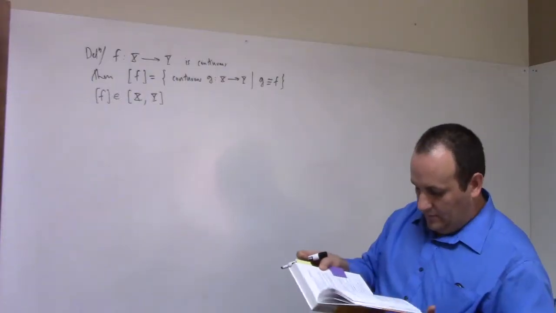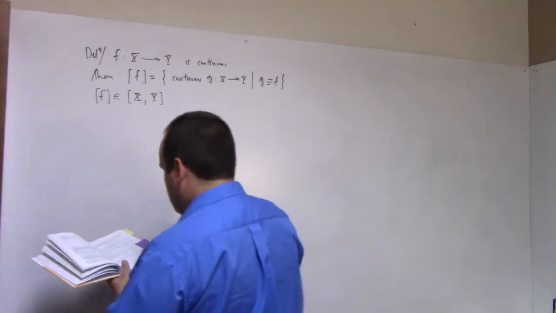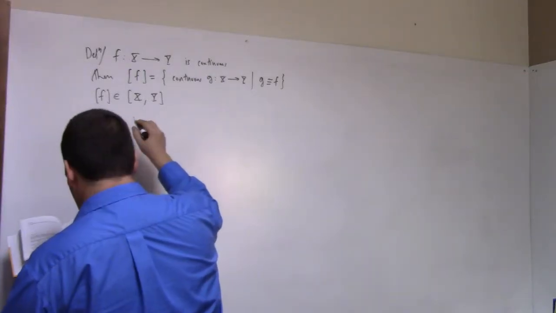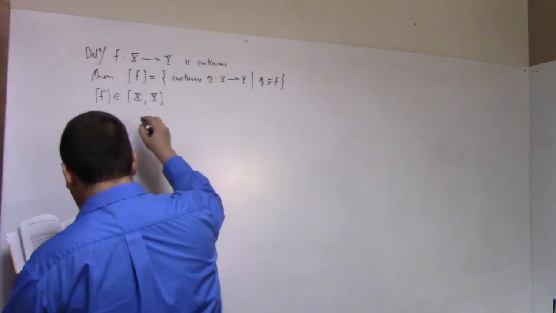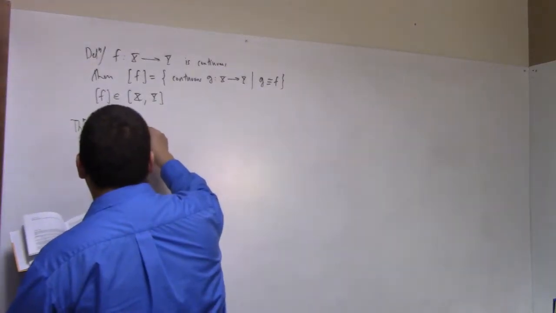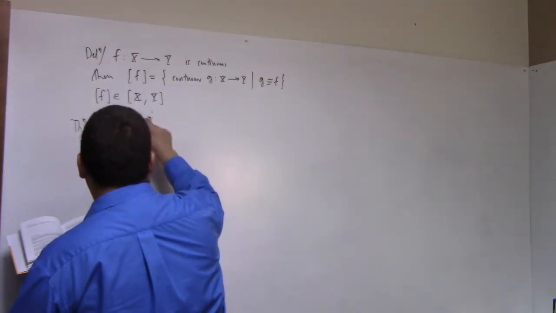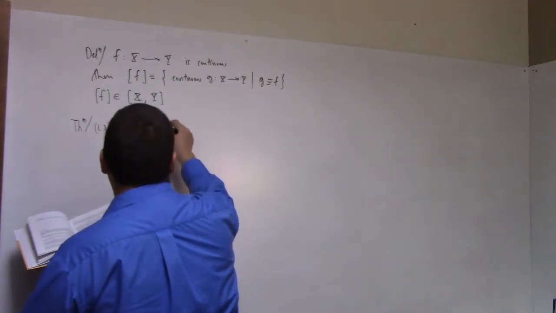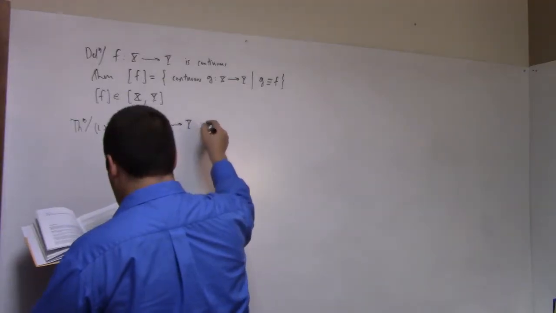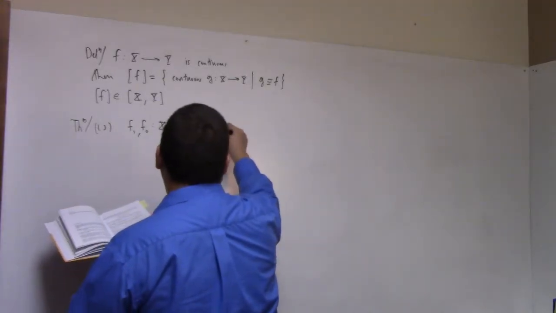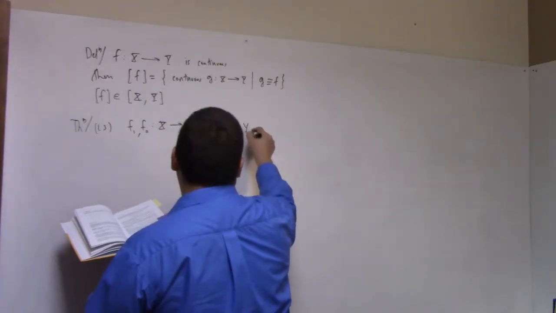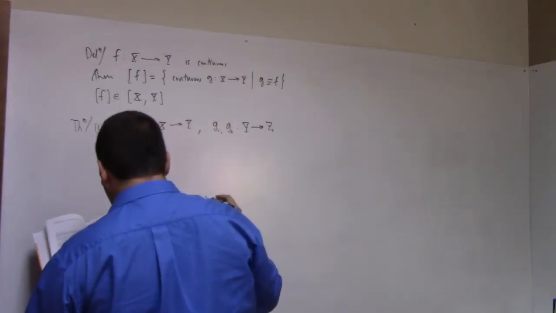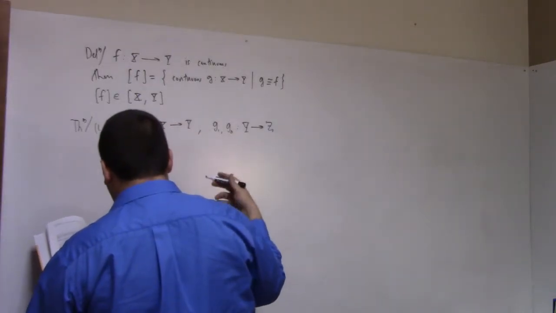Okay. So theorem 1.3. We have F1 and also F0. Both of these guys are maps from X to Y, and we're given G1 and G0, maps from Y to Z. Both are continuous all around, all right?